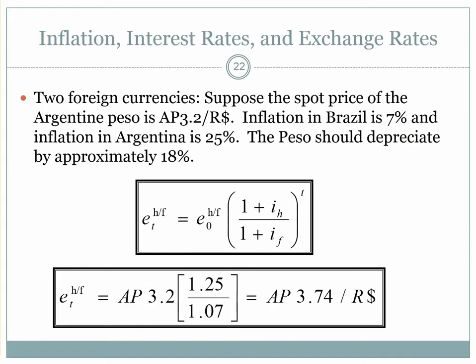And one last one. Spot price of the Argentine peso is 3.2 Argentine pesos per real. So Argentine peso per real. Inflation in Argentina is 25%. Brazil, 7%. The real is going to appreciate by roughly the difference, go from 3.20 to 3.74, an appreciation of the real because they have lower inflation.